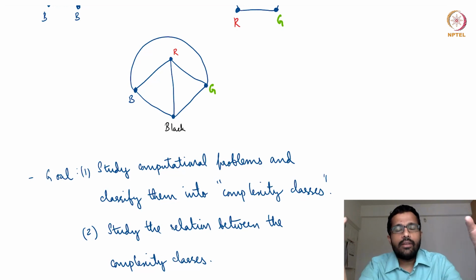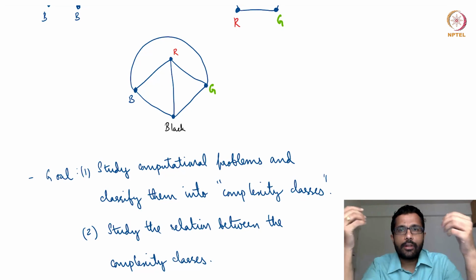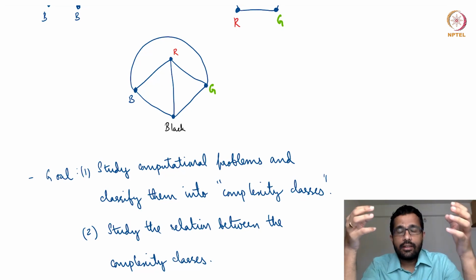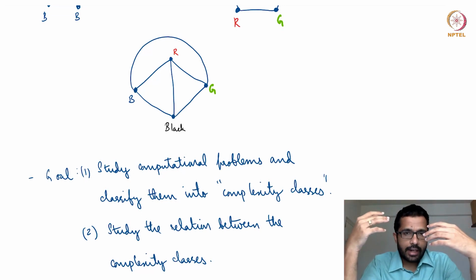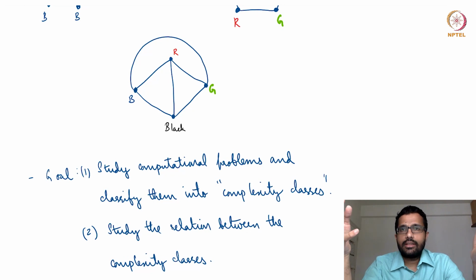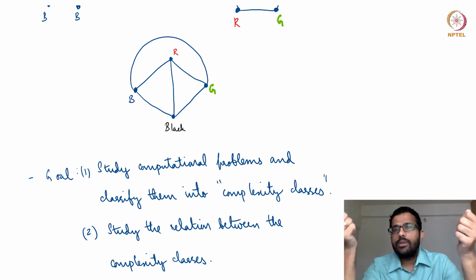One way that we will be doing it is to classify them into what are called complexity classes. You group them into classes based on the amount of computational resources required for them. The standard model of computation is the so-called Turing machine model, and the most commonly used resources are time and space.